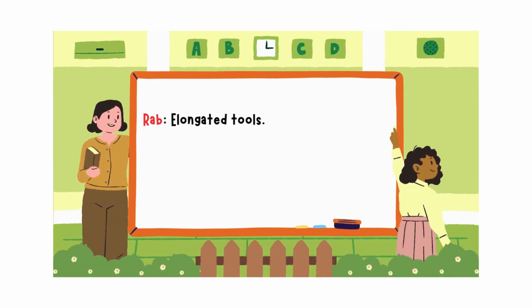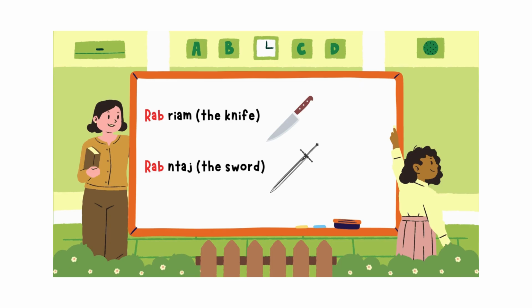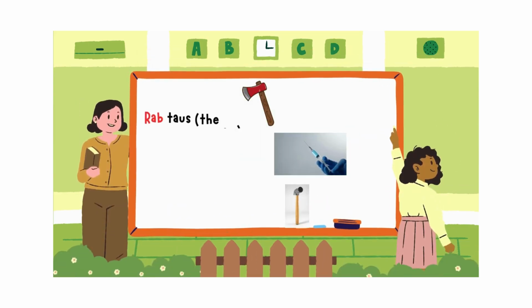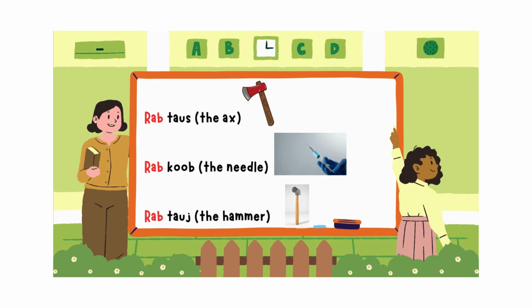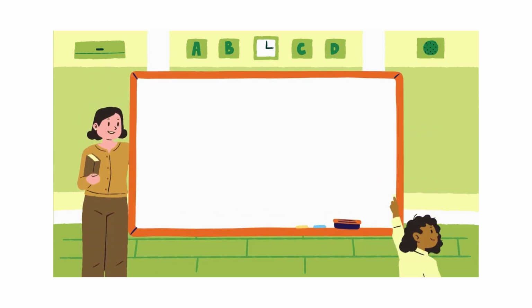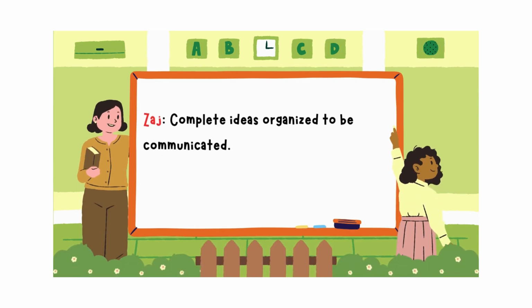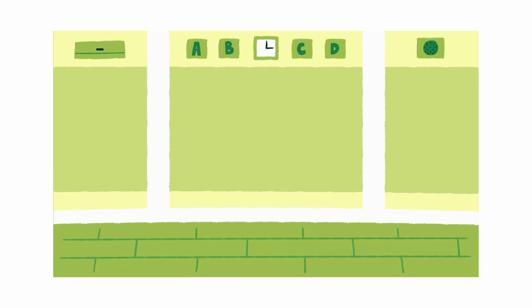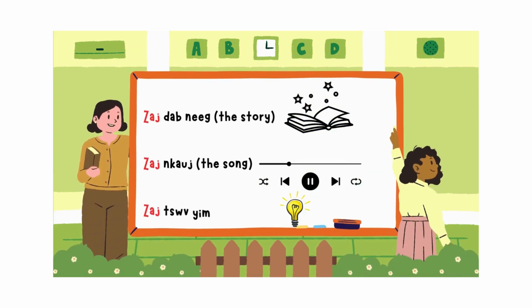Da. Da refers to elongated tools. Da dia, the knife. Da da, the sword. Da dao, the axe. Da gong, the needle. Da dao, the hammer. Zha. Zha also means dragon, but when you are using it as a classifier, it refers to complete ideas organized to be communicated. Such as Zha da neng, the story. Zha gao, the song. Zha ju yi, the idea.